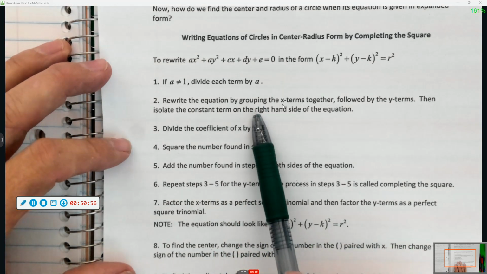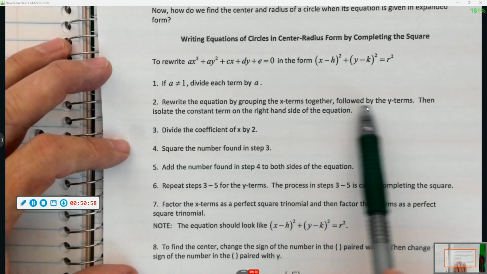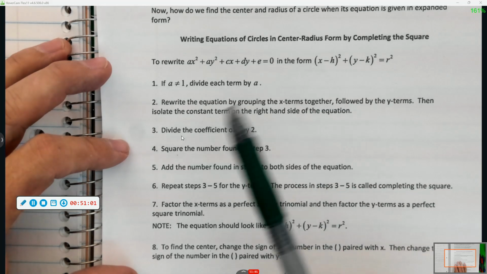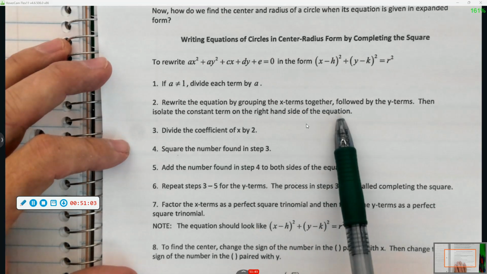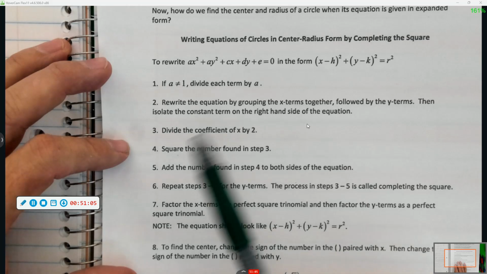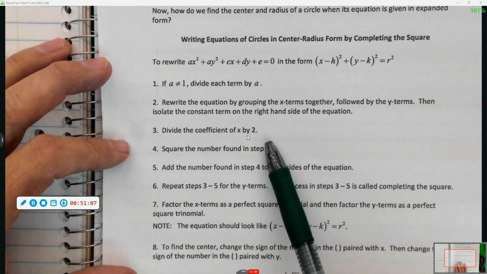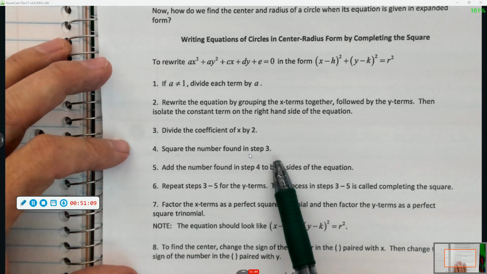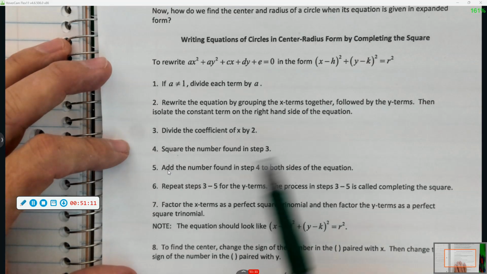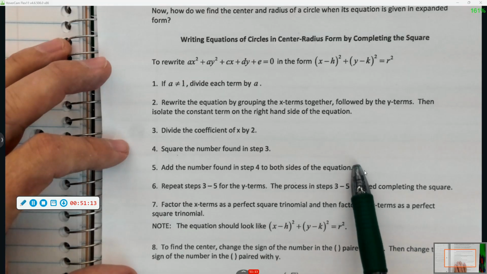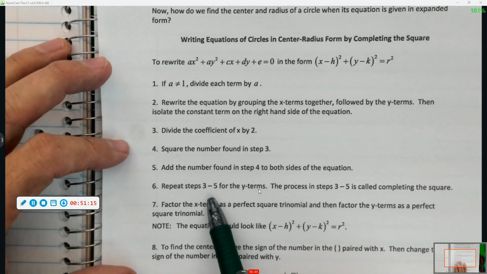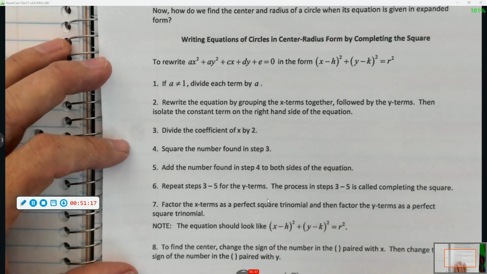Then you rewrite the equation by grouping the x terms together, followed by the y terms. Then isolate the constant term on the right-hand side of the equal sign. Divide the coefficient of x by 2. Square the number found in step 3. Add the number to both sides. Repeat for the y's. I think we've said everything here.